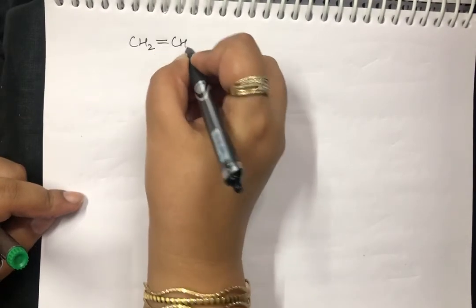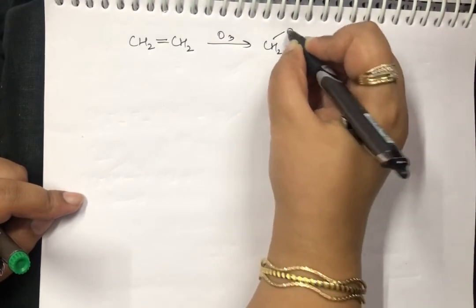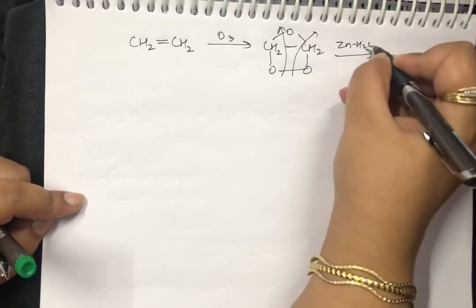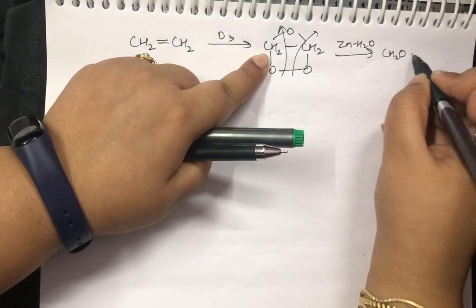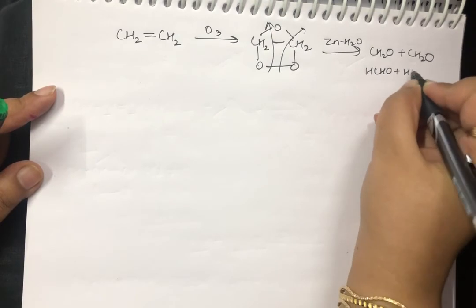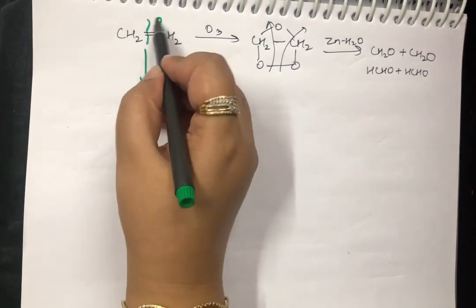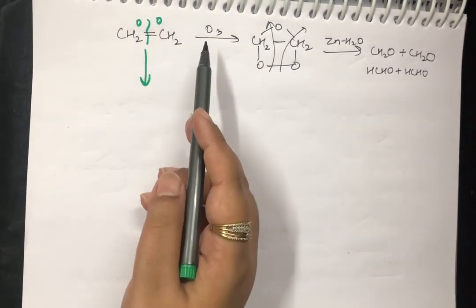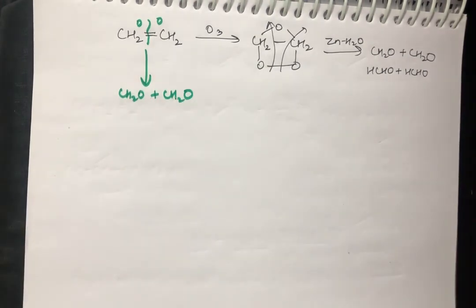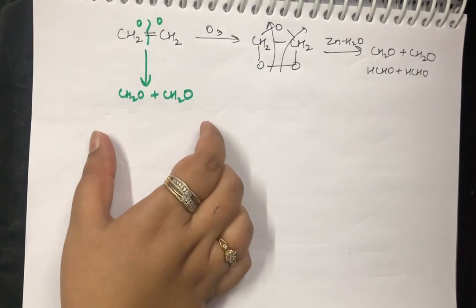Example, let's take the simplest example. If you have an alkene, the entire procedure would be like this. You make a heart and then you break it once you treat it with zinc and water, and you will have CH2O plus CH2O. CH2O means HCHO plus HCHO. This is your formaldehyde. If you use the trick that I'm telling you, you will add one oxygen here and one oxygen on the other side of the double bond. Still you will get the same product. So if you have a subjective paper, you can go on writing the entire mechanism, but for your entrance exam, I will suggest you to do it like this.